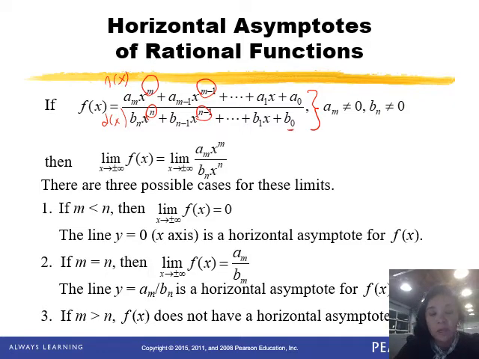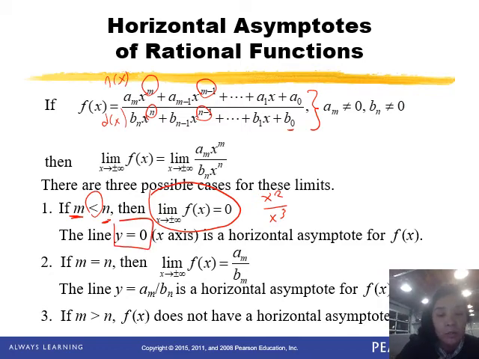So if the exponent for the numerator, m, is less than n, the exponent of the denominator, for example if you have x squared over x cubed, then the limit of your function is 0. In order to do these problems, you have to have these rules with you. So the line y equals 0 is a horizontal asymptote for f of x.